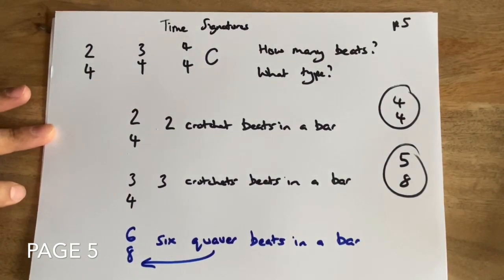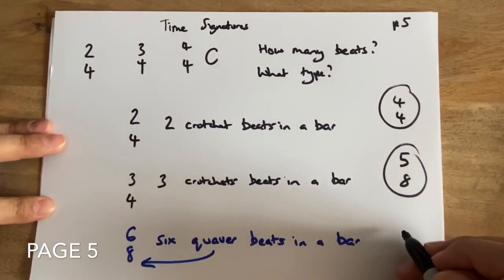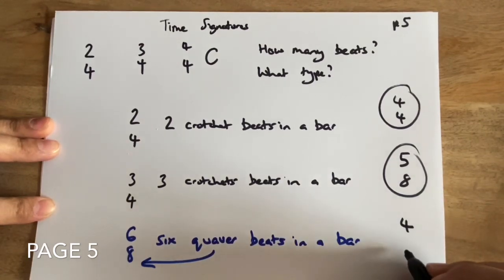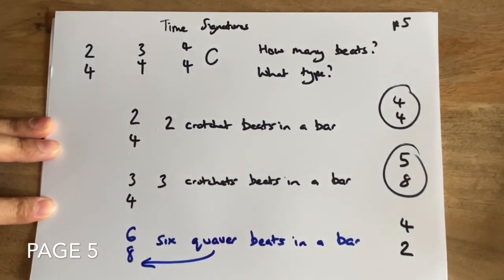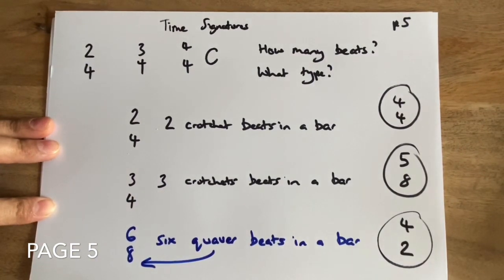5/8, how many beats? 5. What type of beats are they? Quavers, because it's those 8ths. We've split that whole note into 8. Last one that I've written there, 4/2. So how many beats? 4. What type of beats are those 4 beats? They are minims.